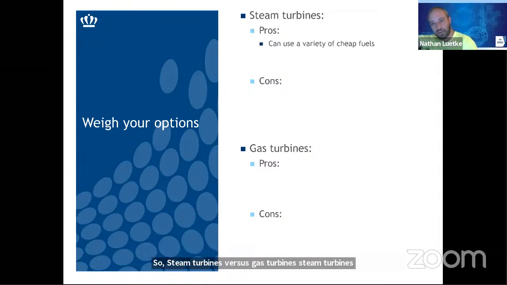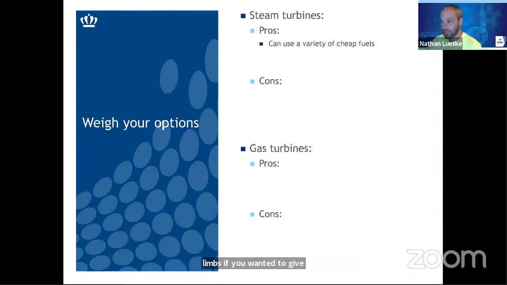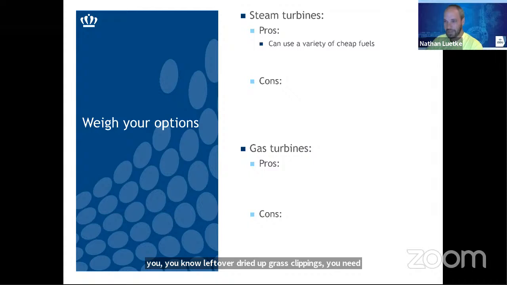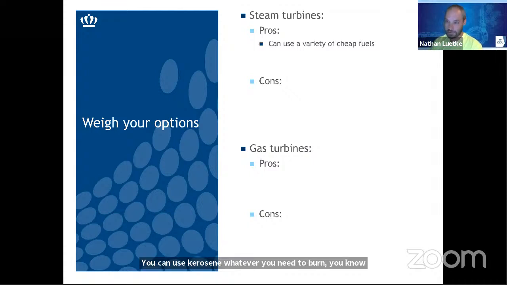Steam turbines, their big pros: they can use a variety of cheap fuels. All you need to do is boil water in a huge pot, basically. So you can use coal, you can use natural gas, you could use tree limbs if you wanted to. You could use leftover dried-up grass clippings. You need a lot of it, but you could do it. You can use kerosene, whatever you can burn that will generate enough heat to boil water. So you can use a variety of cheap fuels.